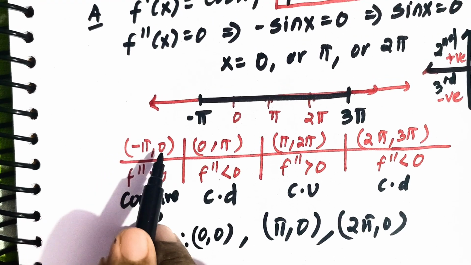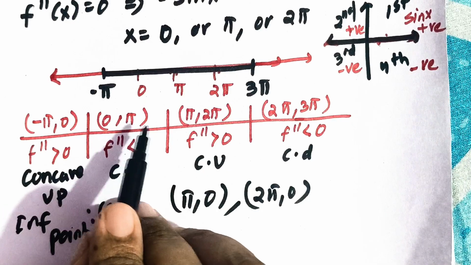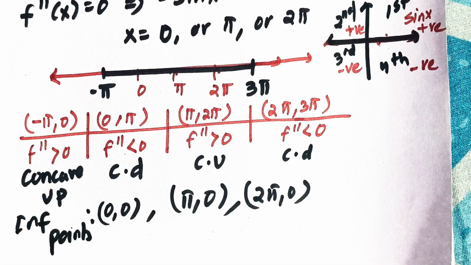Concave up intervals are minus pi to 0 and pi to 2 pi. Concave down intervals are 0 to pi and 2 pi to 3 pi.